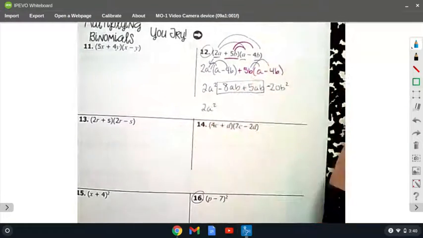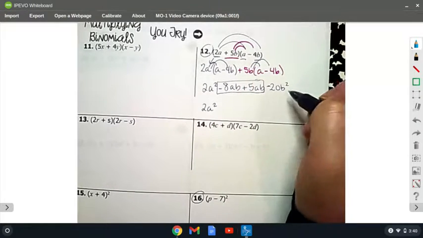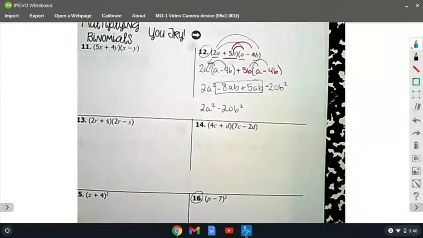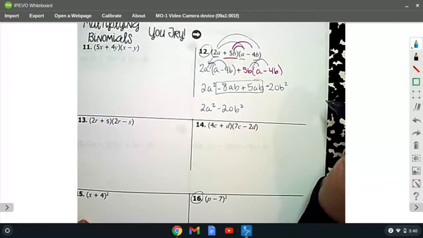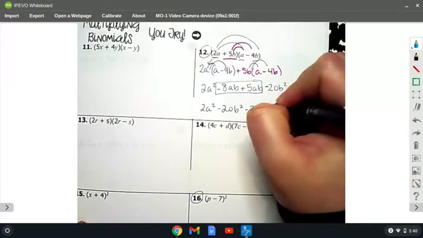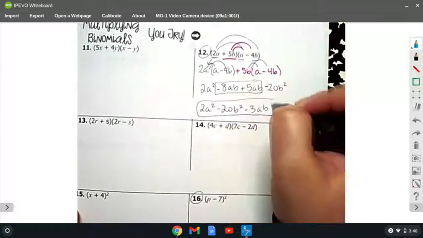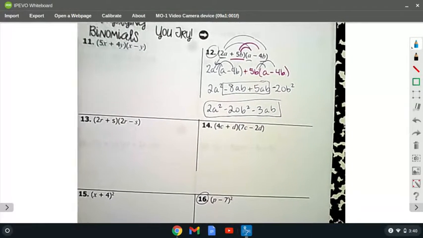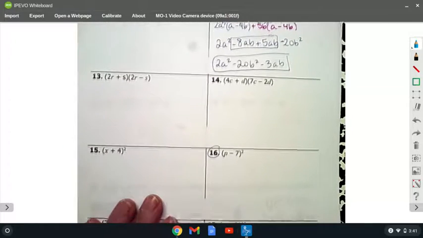That 2a squared is going to come first, okay? And then I am going to do the negative 20b squared next. And then I'm going to combine these like terms. Negative 8 plus 5, that's going to give me a negative 3ab. And this would be your final answer. Okay, we can't combine that any further.